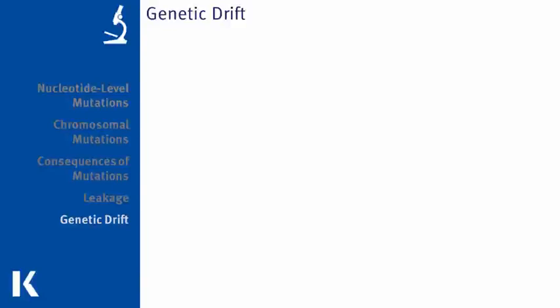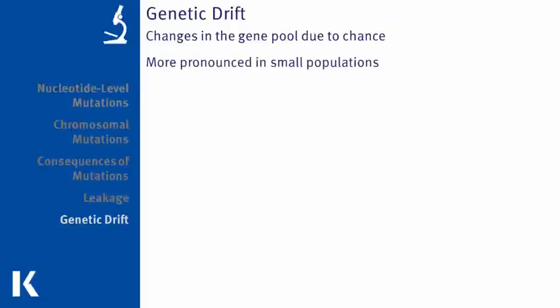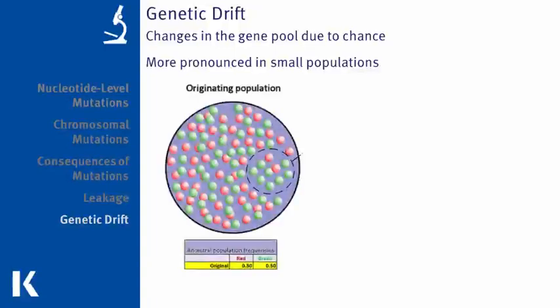Lastly, we will explore genetic drift, which is defined as the changes in the gene pool that occur just by chance. Remember that the gene pool is all of the alleles that exist within a species. Genetic drift is more pronounced in smaller populations because there is less opportunity for mating outside of genetically related individuals than when there is a large population with genetically different individuals. Take for example this population of red and green organisms.